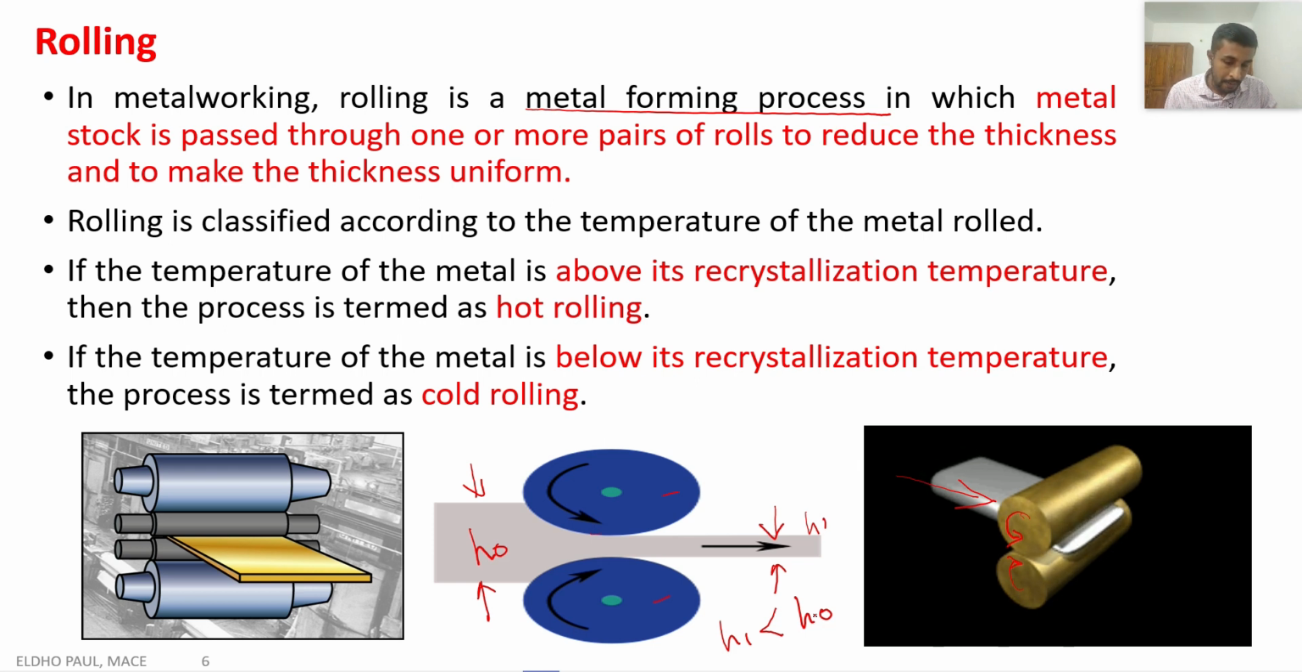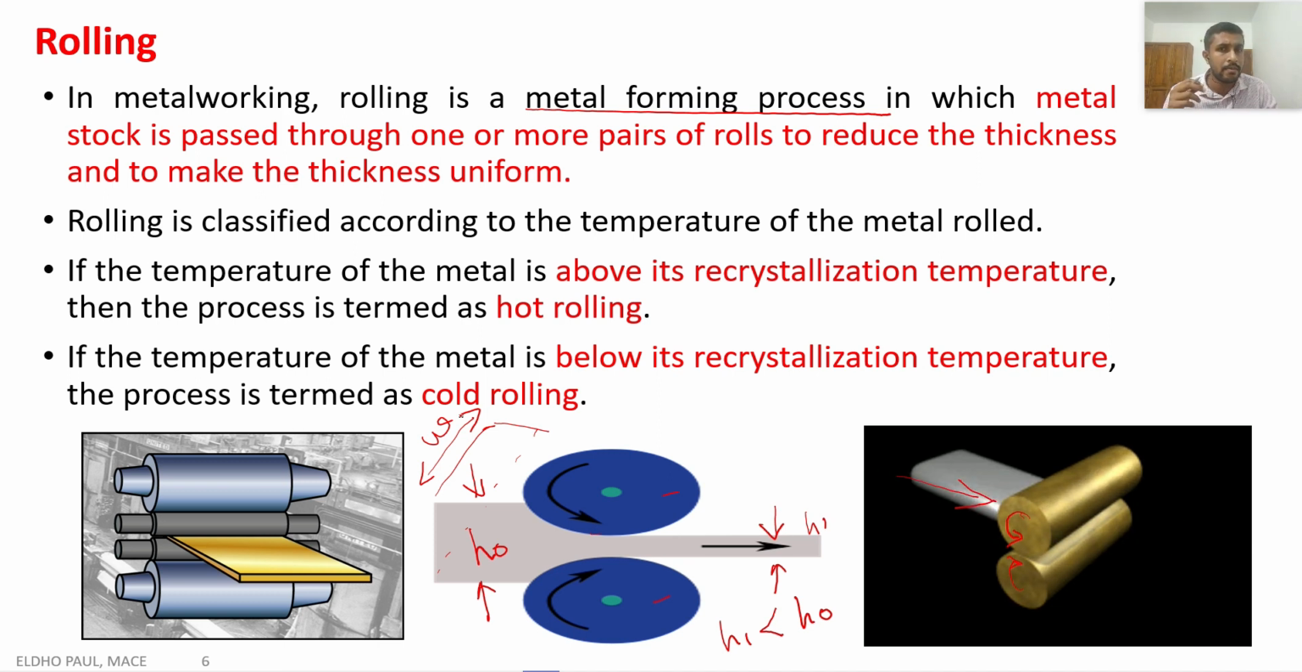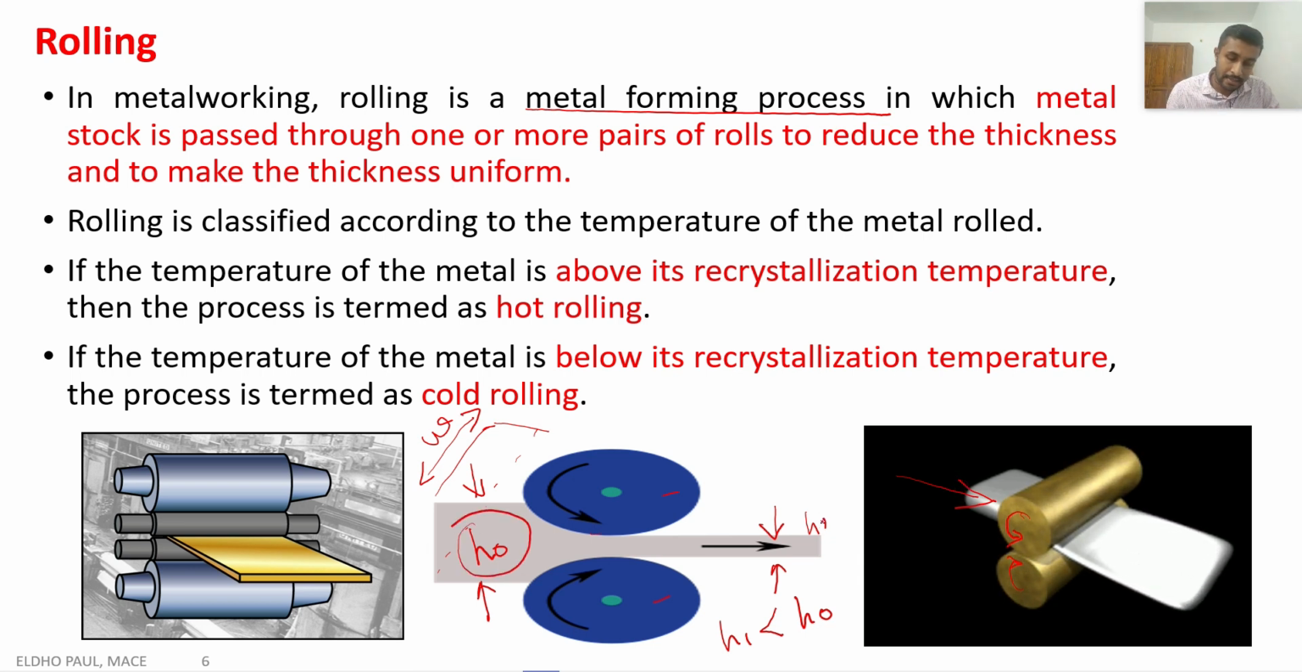So what happened here? The material has a particular thickness, and a particular width. This is W. During the rolling process, the change in width is very negligible because there is friction between the plate and the roller. This friction does not allow variation in the width direction. But the majority of the change in thickness is reflected in the increase in length.